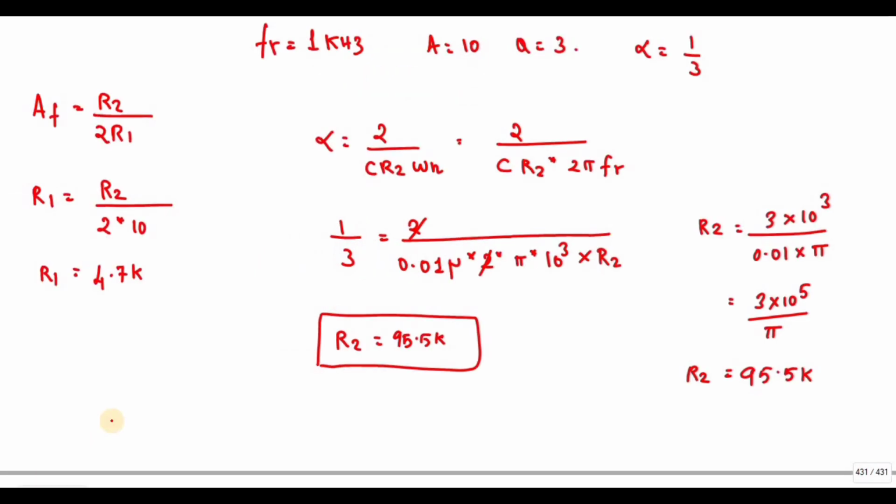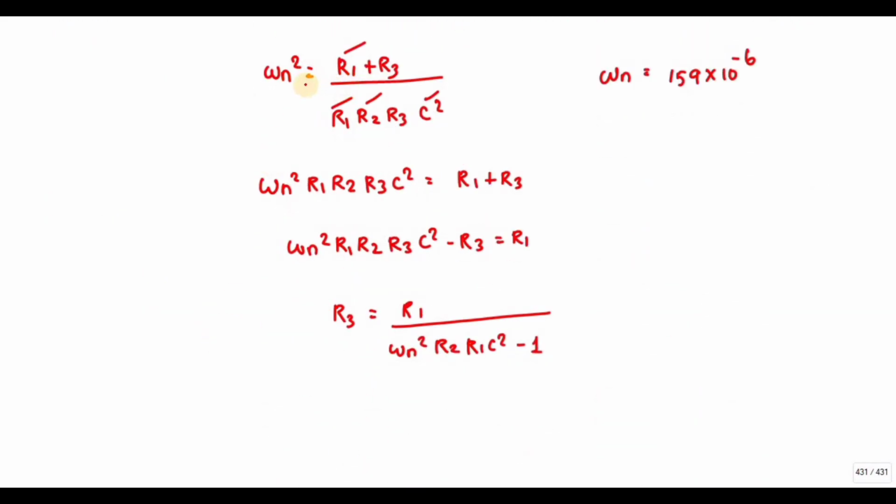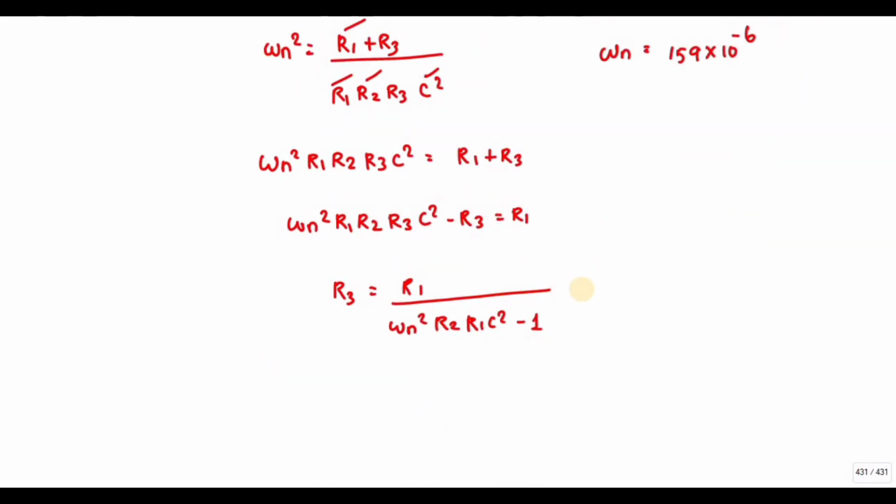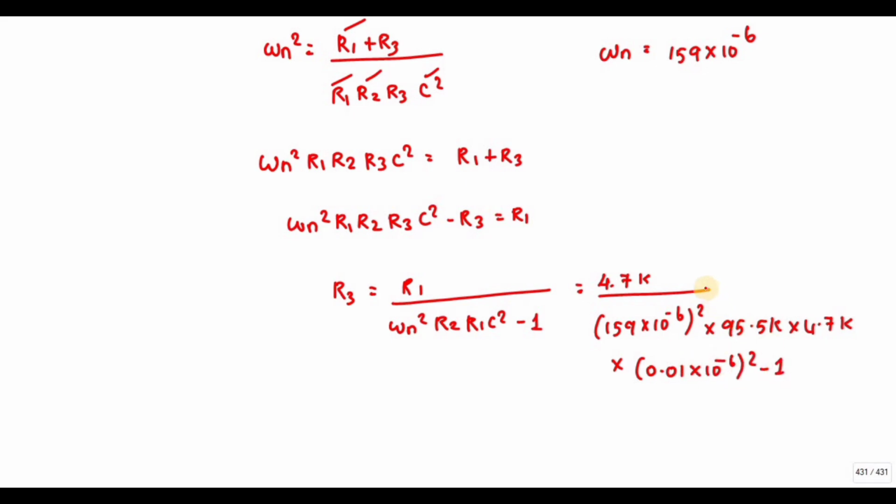On solving, you will get the R2 value is equal to 95.5K and R1 value is equal to 4.7K. And from this, I can rearrange the equation and find the value of R3 is equal to R1 divided by omega n square R2 R1 C square minus 1. You can see the R1 value is 4.7K, and omega n I can write as 159 into 10 power minus 6 whole square, and R2 value is 95.5K, and this is 4.7K into 0.01 into 10 power minus 6 whole square, minus 1. If you solve, you will get the value of R3.